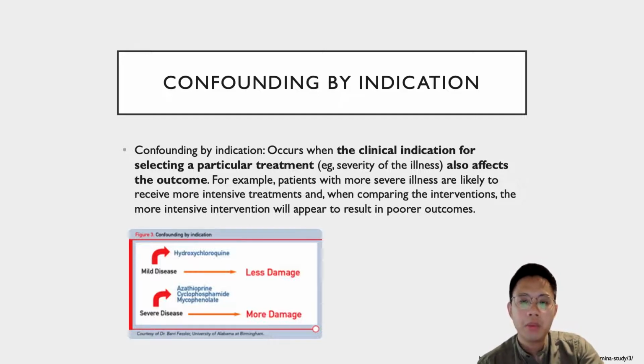confounding by indication. And we oftentimes see this in observational studies because we don't go about randomizing patients. In observational studies, what we often observe is what happens in real life, and oftentimes the clinical determinants that decide and select for therapy could be based on disease severity.